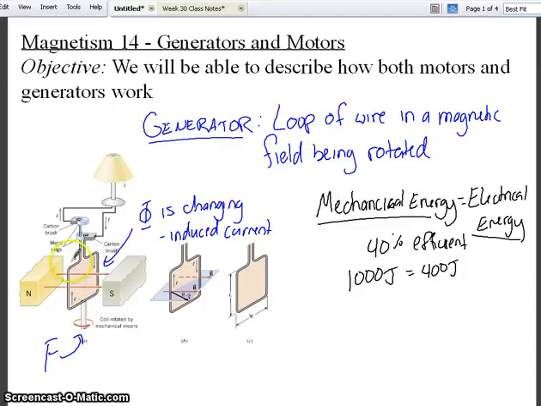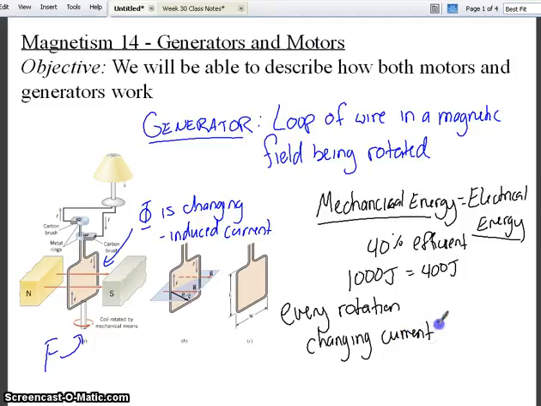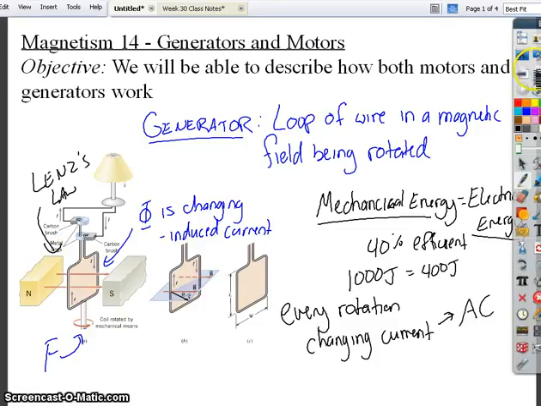And as you notice here, one more thing: every time it makes a rotation, the current is going to change. Every rotation is a changing current. And this is where we get alternating current, AC power. Because this thing flipping round and round will cause the current to change direction, due to Lenz's law. So the current is changing very quickly, about 120 times a second, or 60 hertz.